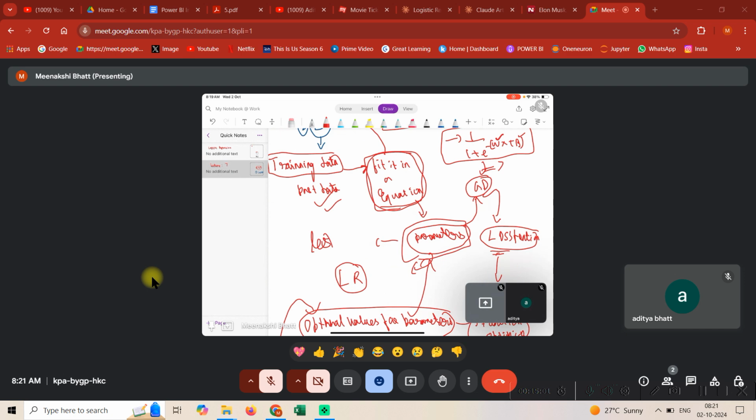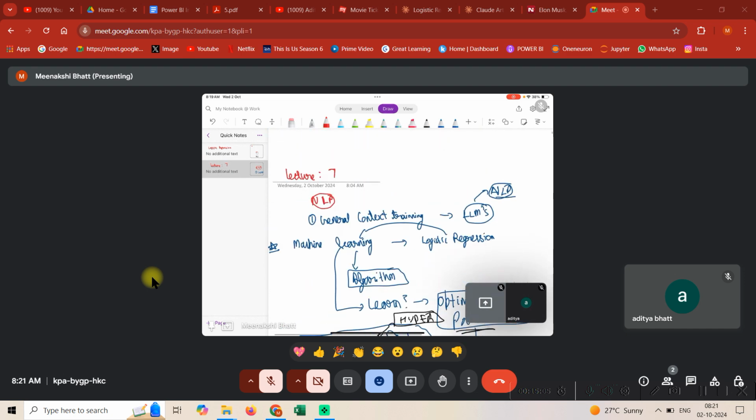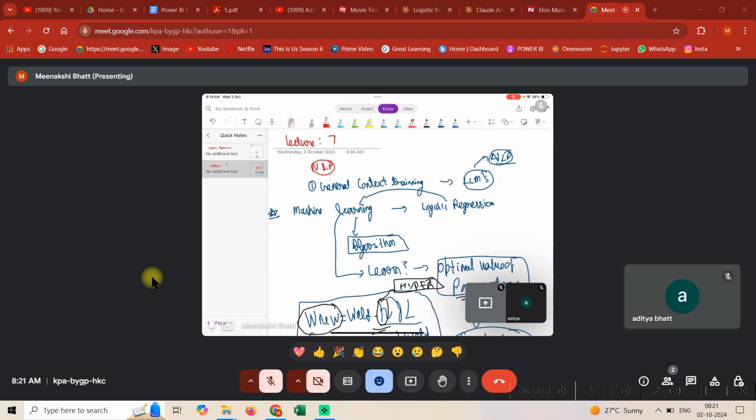So guys, mainly this is the process that happens in the training of a model. Training of a model is simple. I'll write it over here: you have data, you need to fit it in some sort of equation. To get that equation, you need parameters. For parameters, you need gradient descent. For gradient descent, you need a loss function, and for classification you will have a separate loss function, and for regression you will have a separate loss function.